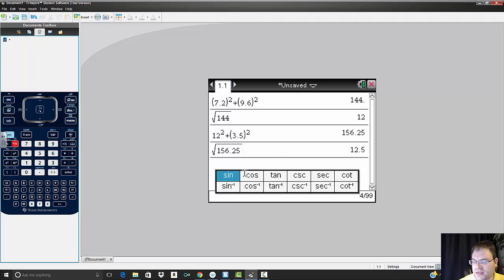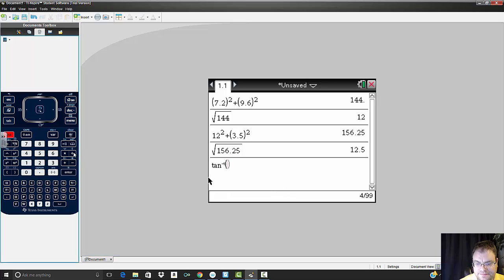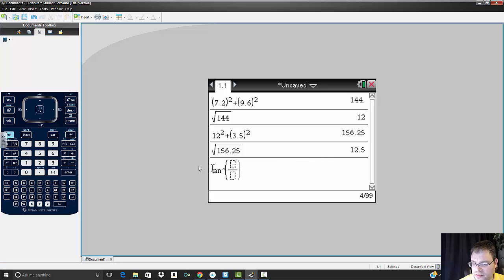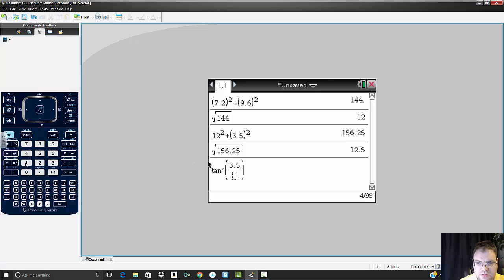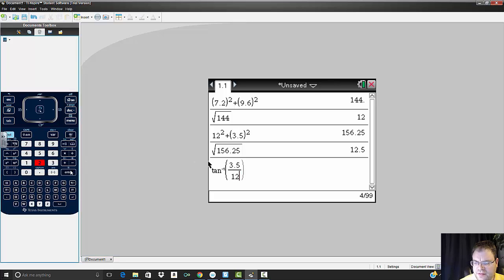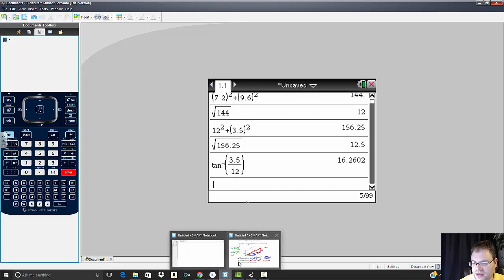So I'm going to say trig, the tangent inverse. I'm going to hit control divide, and I'm going to say this is 3.5 over 12. That's what I said, that's the opposite over the adjacent side. And then this angle should be about 16 something. So if I hit enter, it tells me, of course, this is 16.3 degrees for that answer.